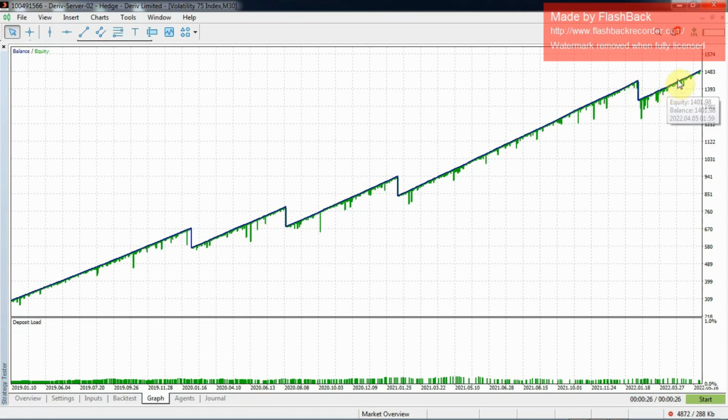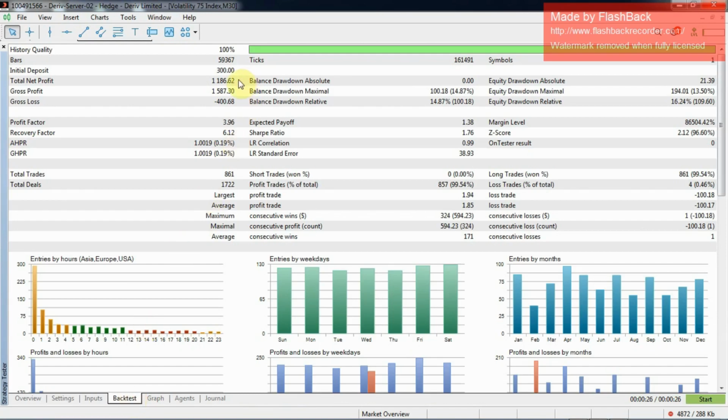But then we've also doubled the profits. The gross profit has doubled, as you can see, from 800 to 1,500. But then the gross loss has also increased from $100 to $400.